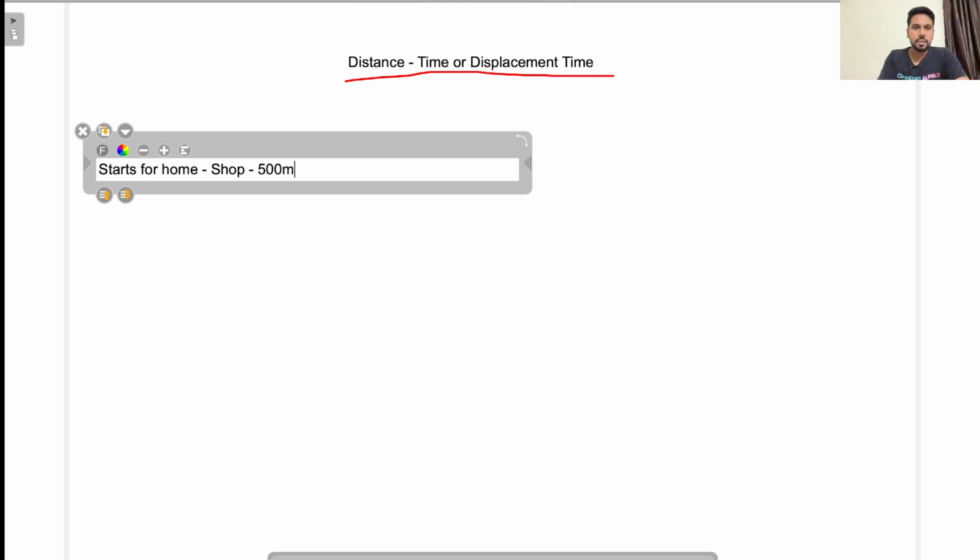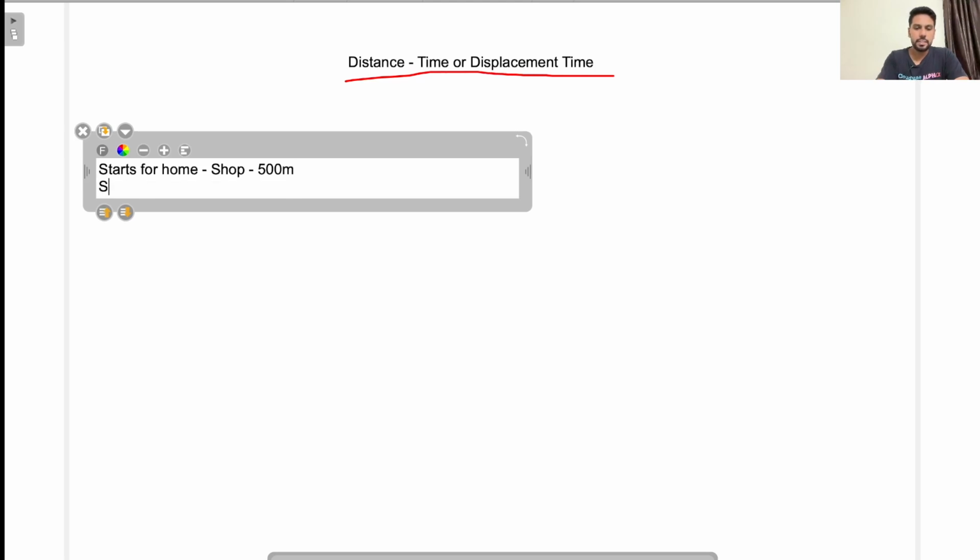Then he stays at the shop for some time. I will give the time also. Going these 500 meters took 1 hour for him, and he stayed there for, not 1 hour, let's make it 2 hours. He stayed there for 2 hours.